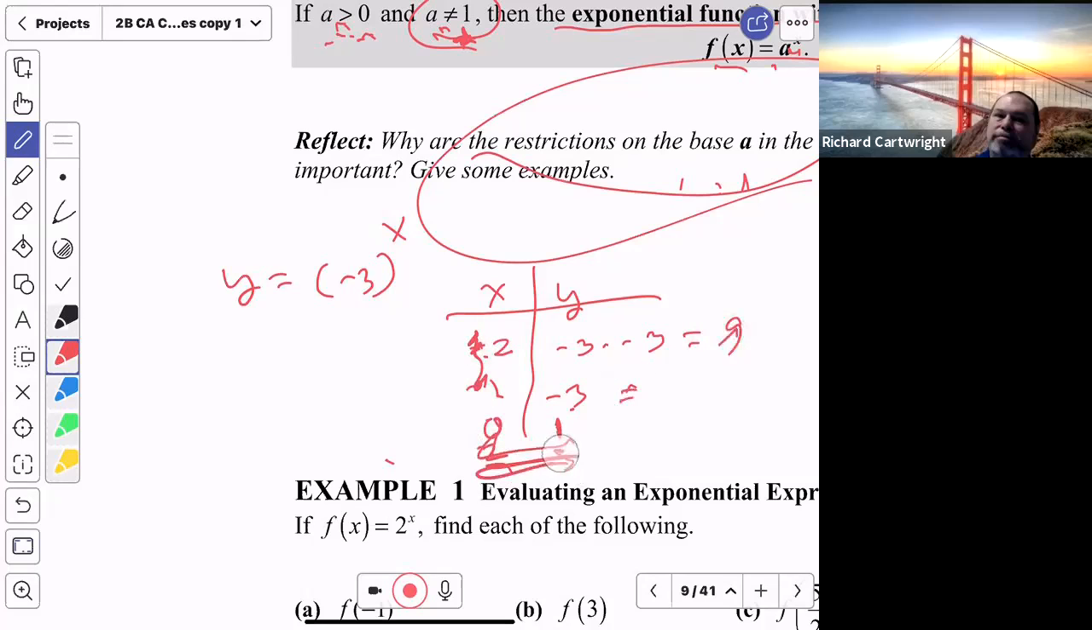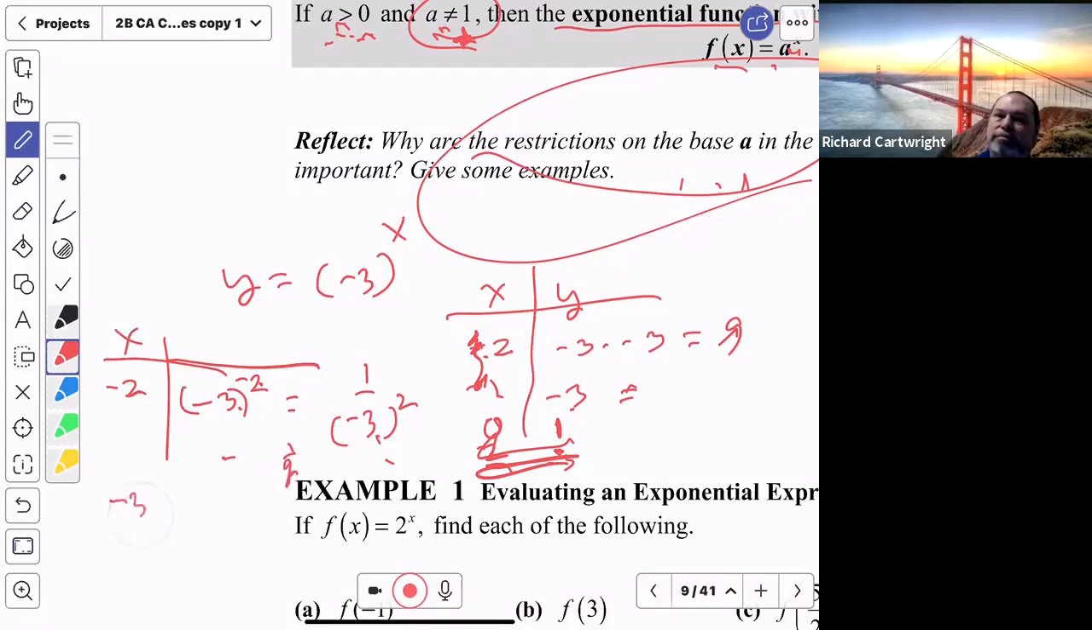Let me do x equals negative 2 like I had. That's negative 3 to the negative 2. What does that give me? That's 1 over negative 3 squared, because when you have a negative power, it goes downstairs. That's the same as 1/9, positive.